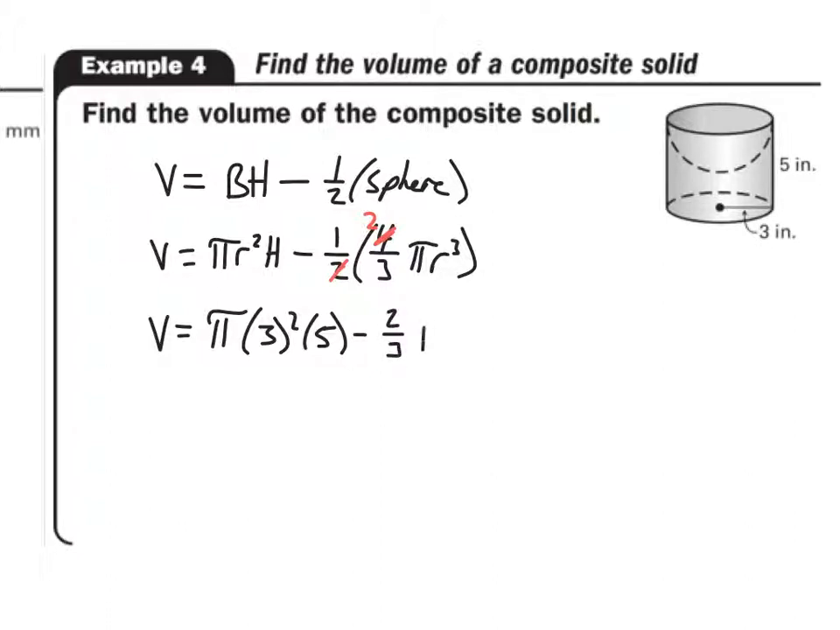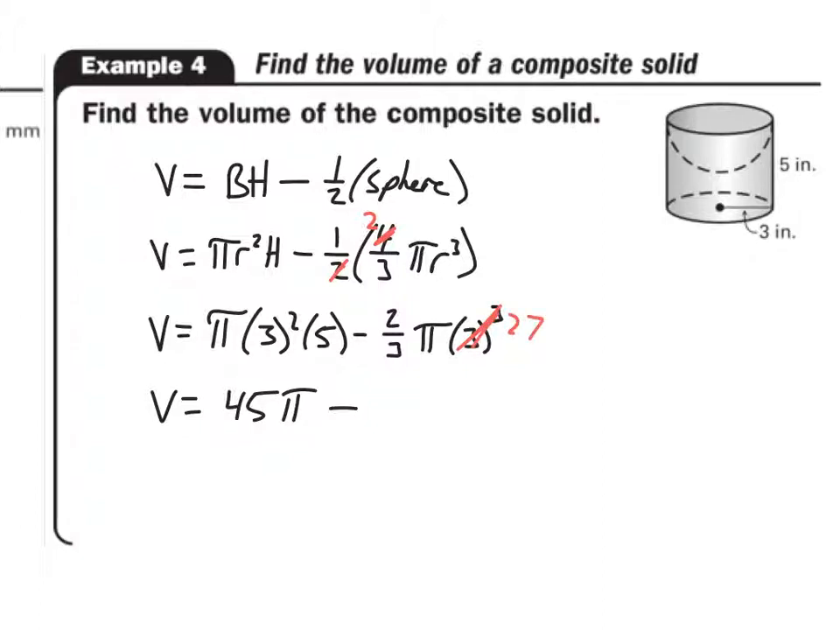So 2/3 pi times 3 cubed. All right, so I'll do a little work at a time here. 3 squared is 9. 9 times 5. So I have 45 pi minus, again, make sure that you do exponents first. Exponents first. That's order of operations. So 3 to the third power is 27.